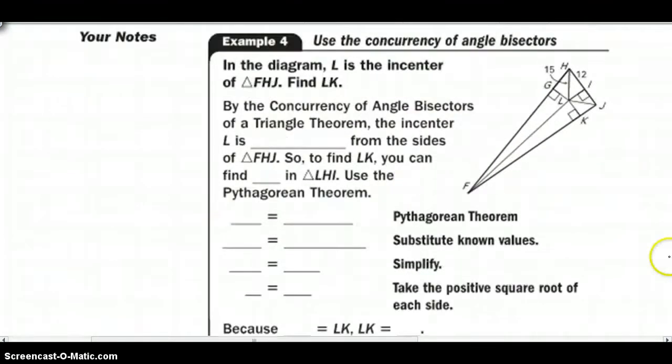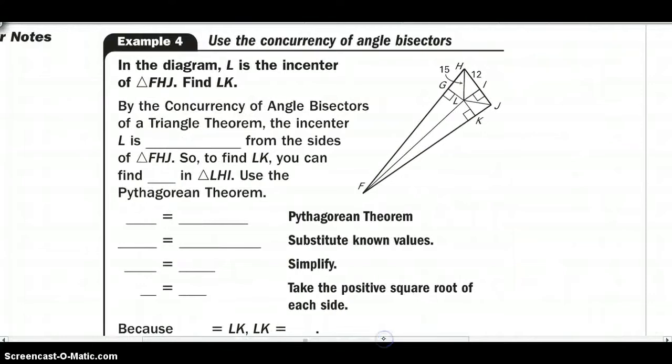Alright, and moving on to the last page, we are going to use that theorem that we have. So in the diagram, point L is the incenter. So if L is the incenter, I know a few things. I know that I have some angle bisectors because incenter reminds me of angle bisector. So by the concurrency, and we need to find LK.